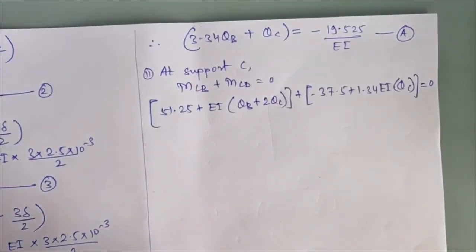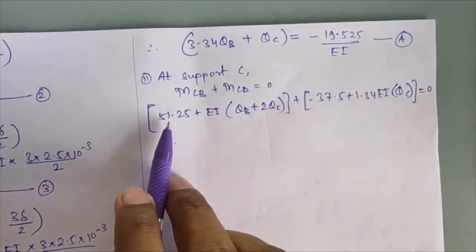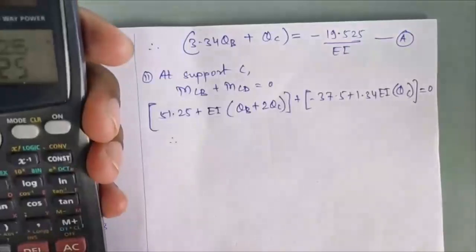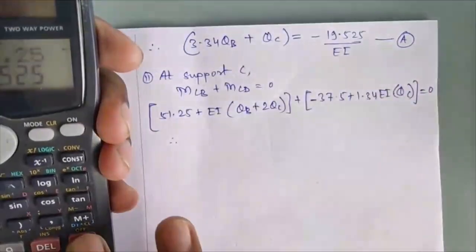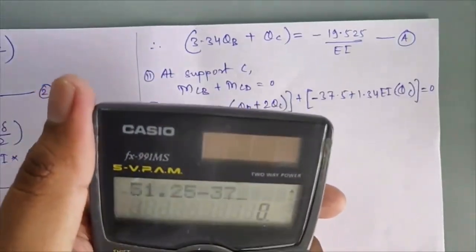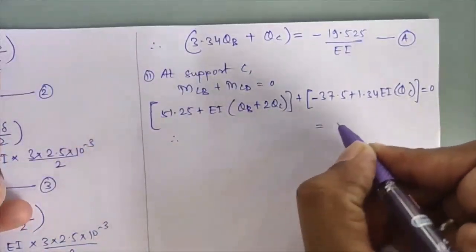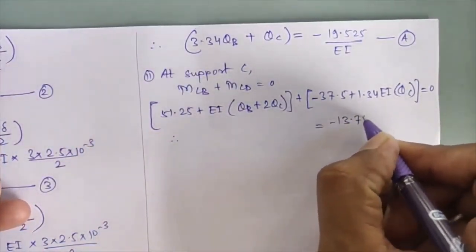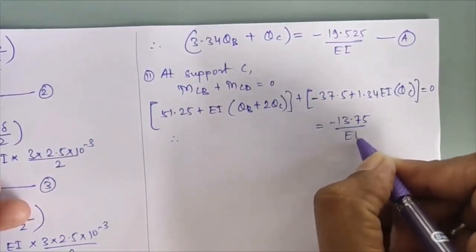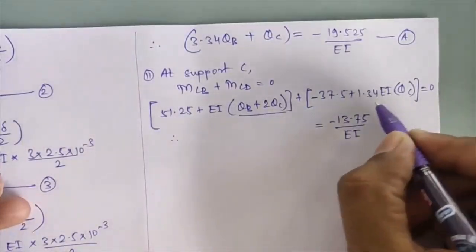Simplification is very important in these numericals over there. So we'll simplify this. 51.25 minus 37.5, I get this as 13.75. So when it goes on RHS side, that will become minus 13.75, and EI I am taking common, that will get divided over it. Okay, so here what will remain? Just this term we have to simplify.